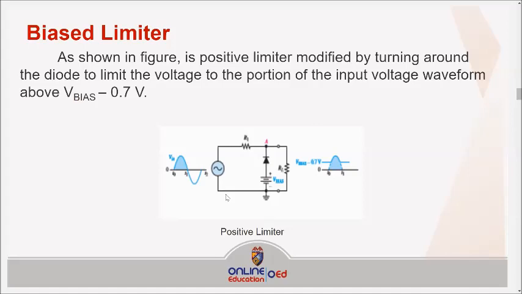Dito doon sa formula na above, lahat ng lumampas sa V bias minus 0.7 volts. For example, ang bias voltage is 0.9, then minus 0.7, then 0.2 volts. All above 0.2 volts will have the limit voltage. Okay, yun yung cutoff niya. Nakalimit yung lahat ng above na voltage dito sa value na ito. Okay, next.